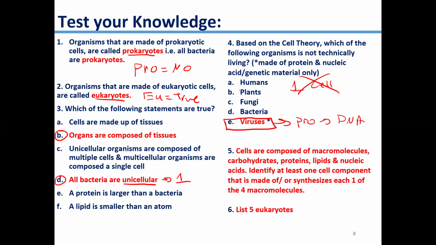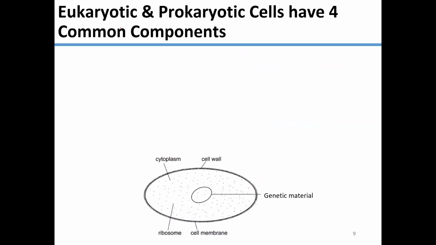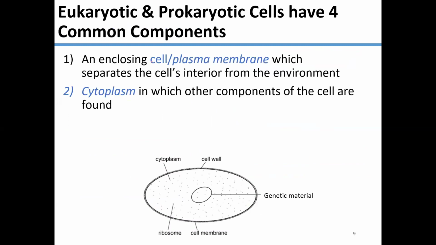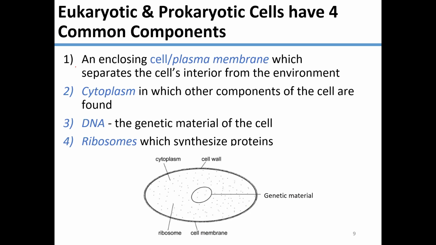All right, so let's go ahead and continue. Eukaryotic and prokaryotic cells are going to have a couple things in common. So looking at this over here, I'm just going to go ahead and show you all four of them. The first one is going to be a cell membrane, also known as a plasma membrane. And what that's going to do is separate the cell's interior from the environment.